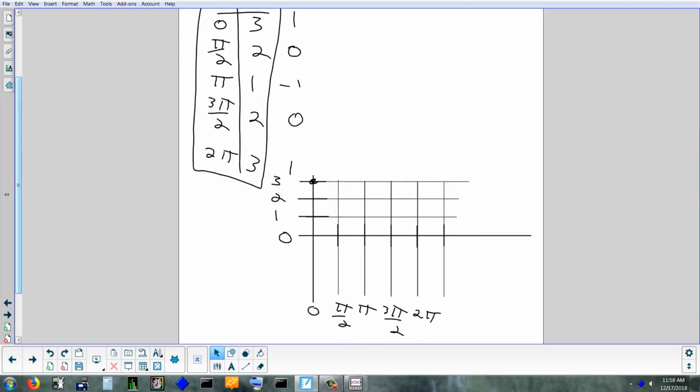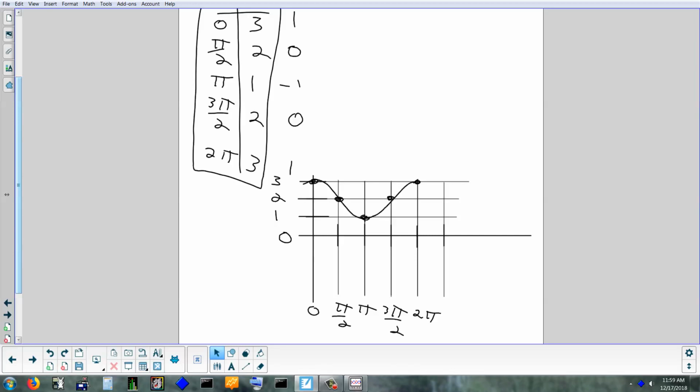All right, so 0, 3, pi over 2, 2, pi, 1, 3 pi over 2, 2, and 2 pi back to 3. So whenever we sketch a cosine, that's the part of the wave that looks like a V, but just try to make it look a little curved. Okay? So that's good enough. So that's a cosine function shifted up 3 units.